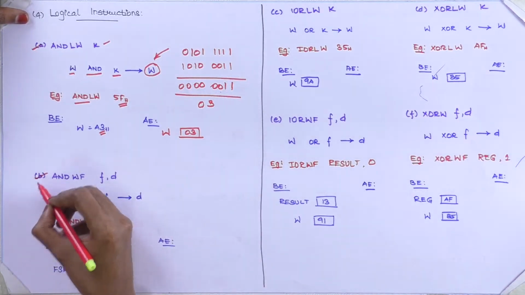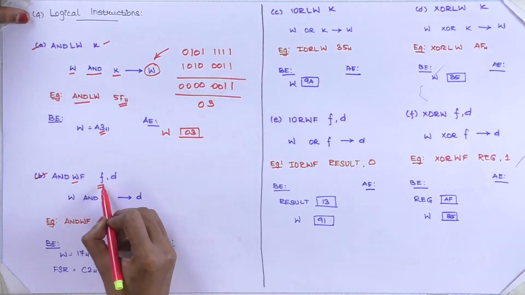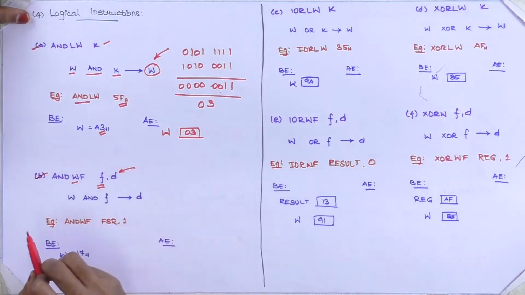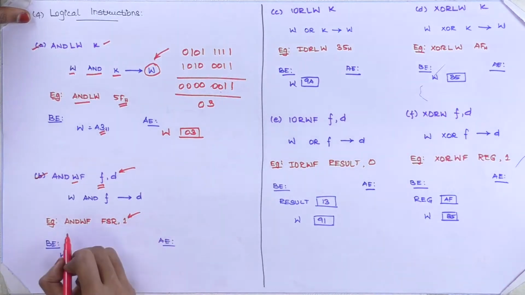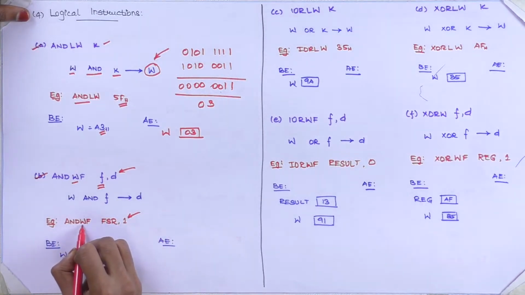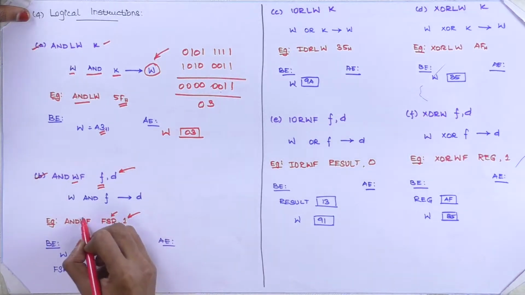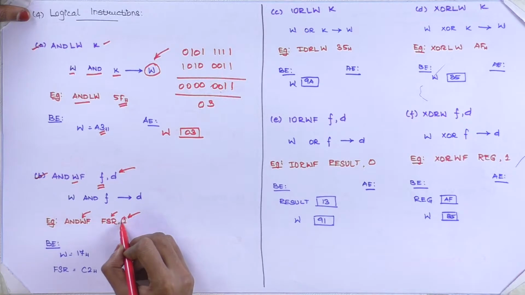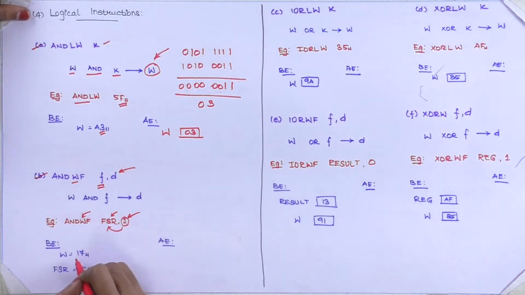Our next instruction is AND with the file register: the working register and the file register are ANDed, and the result will be stored in the destination. Here I have mentioned 1, don't forget that. The example is AND WF FSR. Here the FSR value will be ANDed with the W register. Since I have mentioned 1, the result will be stored in FSR. Before executing the instruction, W has 17 and FSR has C2.